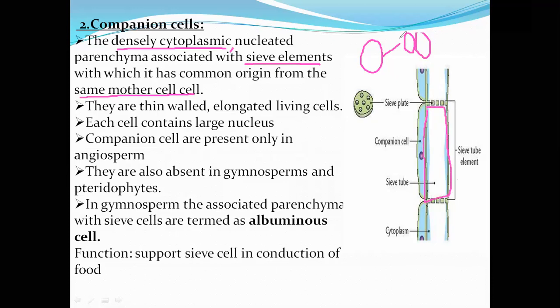Okay. So the second one is the companion cell. From a single mother cell, these two cells evolved. So this is the relationship, the association of companion cell and sieve tubes or sieve cell, whatever it is. Okay, this is a point. Remember, these are associated with a common origin, which means the mother cell is the same.